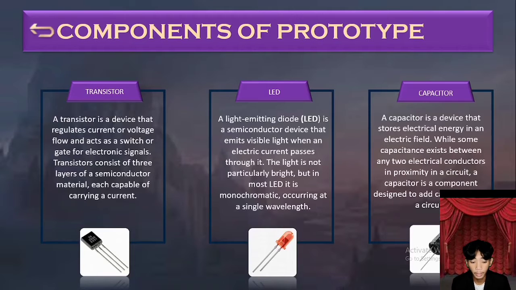Next is an LED. A light emitting diode, or LED, is a semiconductor device that emits visible light when an electric current passes through it. The light is not particularly bright, but in most LEDs it is monochromatic, meaning it occurs at a single wavelength. The next component is the capacitor. It is a device that stores electrical energy in an electric field, while some capacitance exists between any two electrical conductors.